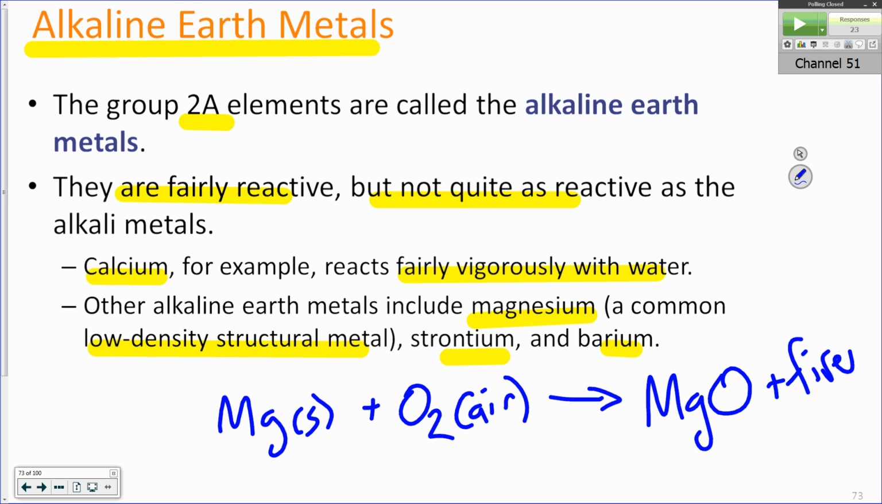But we'll actually do this: take a piece of magnesium ribbon and ignite it with a flame. It burns very hot and very bright. It's as bright as the sun. You can't hardly stand to look at it with your eyes. Super bright flame, gives off a tremendous amount of energy.